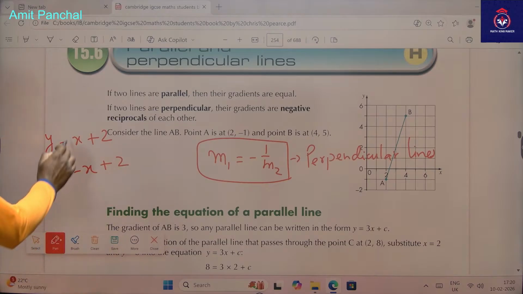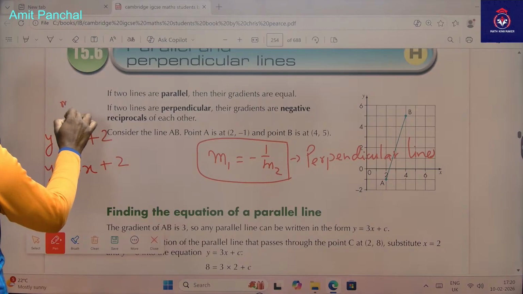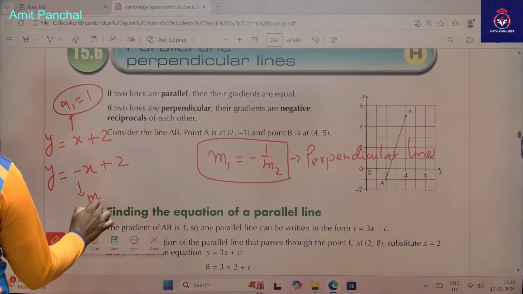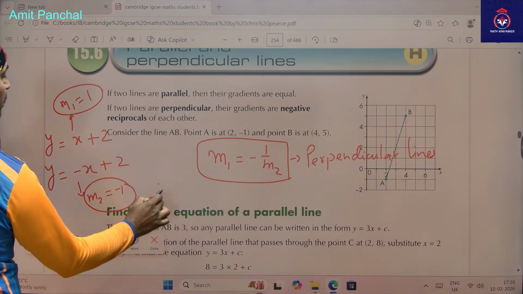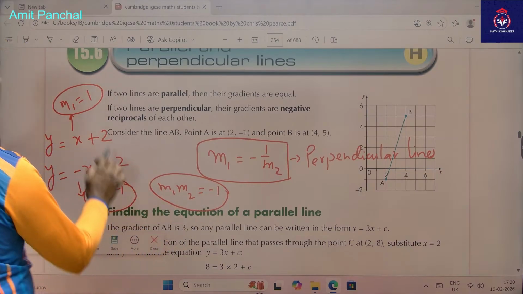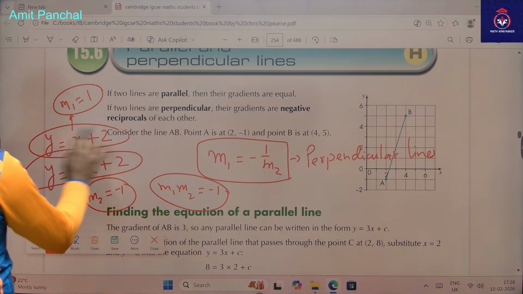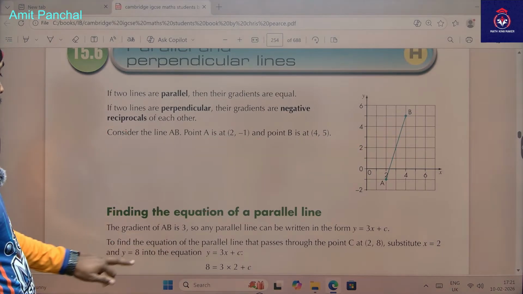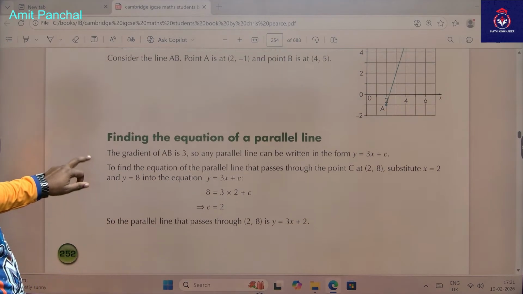So what is its slope? Its slope is 1. Its slope is minus 1. So if you multiply these two slopes, you will get minus 1. So that means these two lines are perpendicular to each other. Okay, sir. That is the meaning of m1 and m2. Yes. Got it. Okay, so now we'll do a question based upon this.